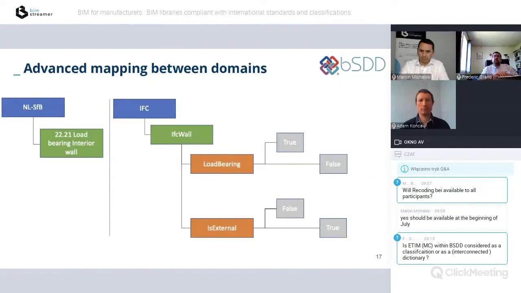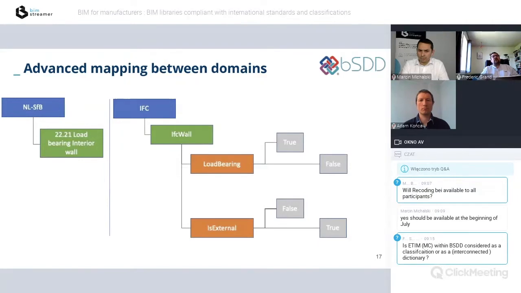I will try to make some really more advanced mapping between things. And then I'm going back to the classification systems. So again, on the right-hand side, IFC domain, IFC dictionary. And in IFC, I have an entity which is called IfcWall. And attached to this IfcWall, I have a pset, a property set, which is called Pset_WallCommon. And this Pset_WallCommon can have many properties, but at least it can have a property which is called LoadBearing, which is a Boolean, which can be true or false, and a property which is IsExternal, which can be, again, true or false.